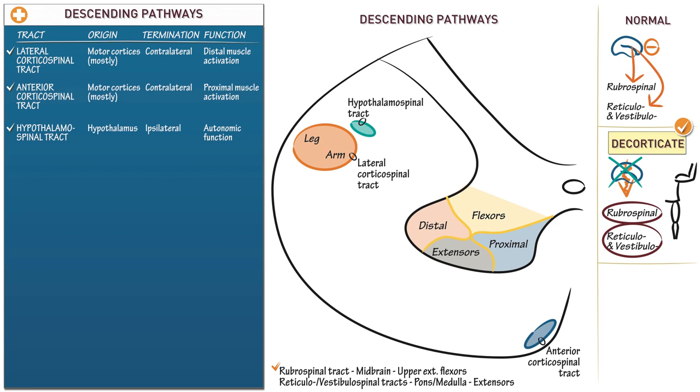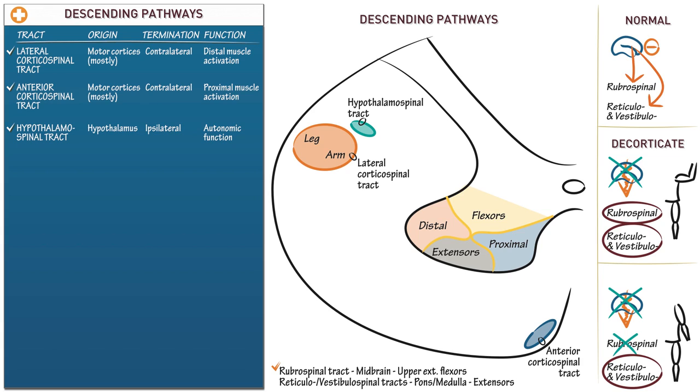Now indicate that when there is a lesion at or below the midbrain that cuts off the cerebral suppression and interrupts the rubrospinal tract, the reticulo and vestibulospinal tracts are left unchecked. The reticulo and vestibulospinal tracts produce neck and limb extension. In the appropriate clinical setting, this response is referred to as decerebrate posturing.